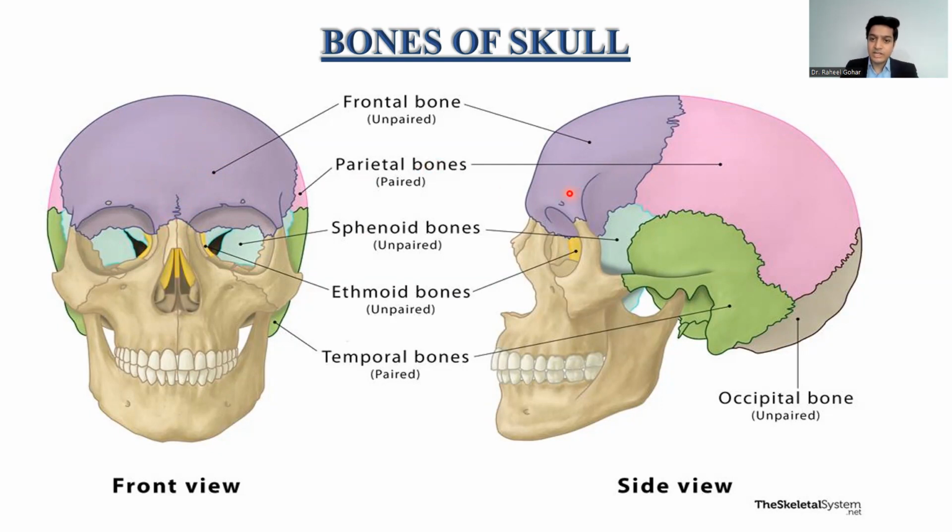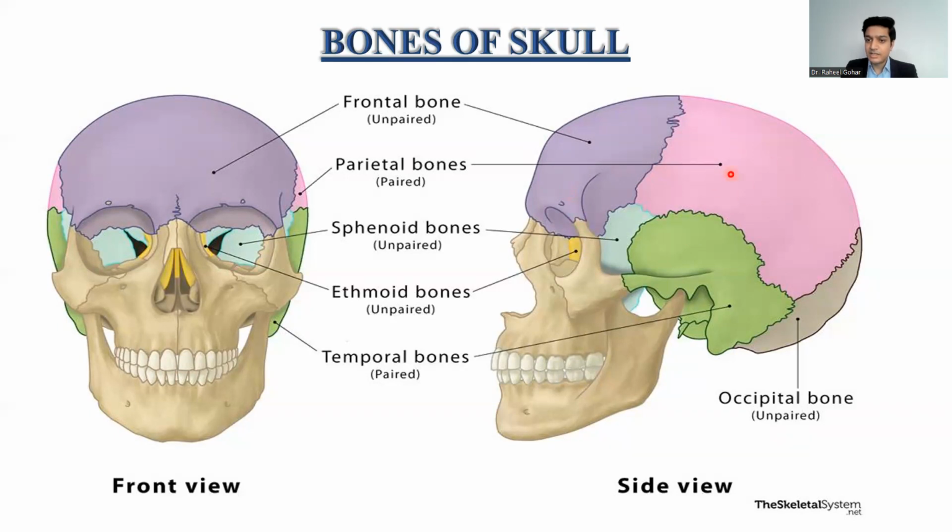Then when we are seeing the lateral view of the skull, this process of the frontal bone is known as the zygomatic process, because it is making a joint with the zygomatic bone of the skull. Then this here is a suture between the zygomatic process of the frontal bone and the zygomatic bone. This is known as the frontozygomatic suture.